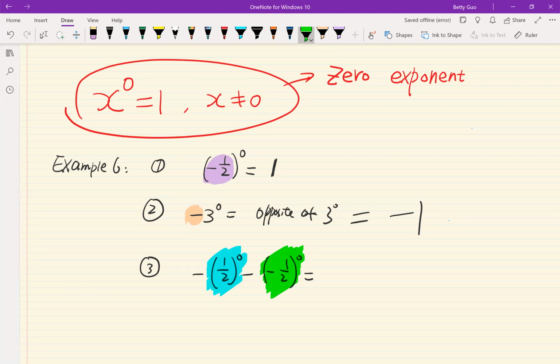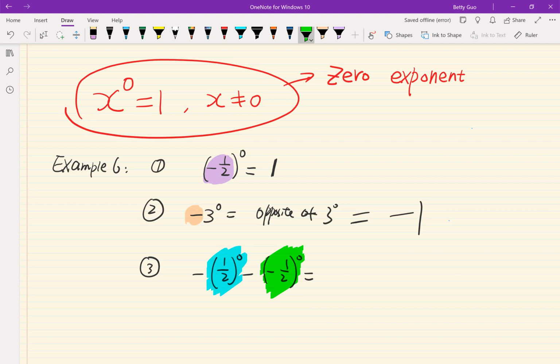Lauren, what's the value of the blue? The blue, only the blue part. Yeah, exactly, very good. Look at the blue part. Base half is non-zero. Exponent is 0, so it's 1 by the definition, right? Yeah, please look at the green.